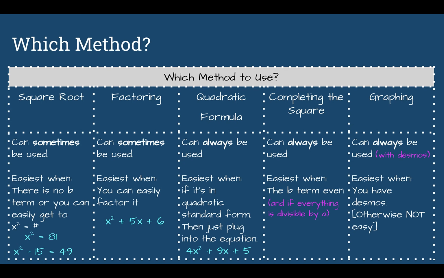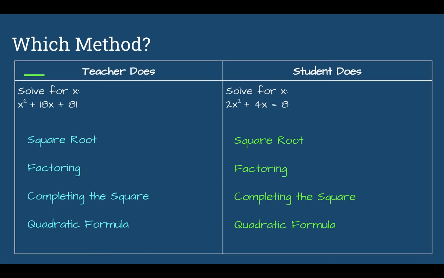If the b term's not even, or if everything's not divisible by a, completing the square might not be your best choice. So if we had x squared plus 8x plus 5, this would be a fairly simple one to do by completing the square, as the middle term there is even, and you don't really need to divide anything by a.